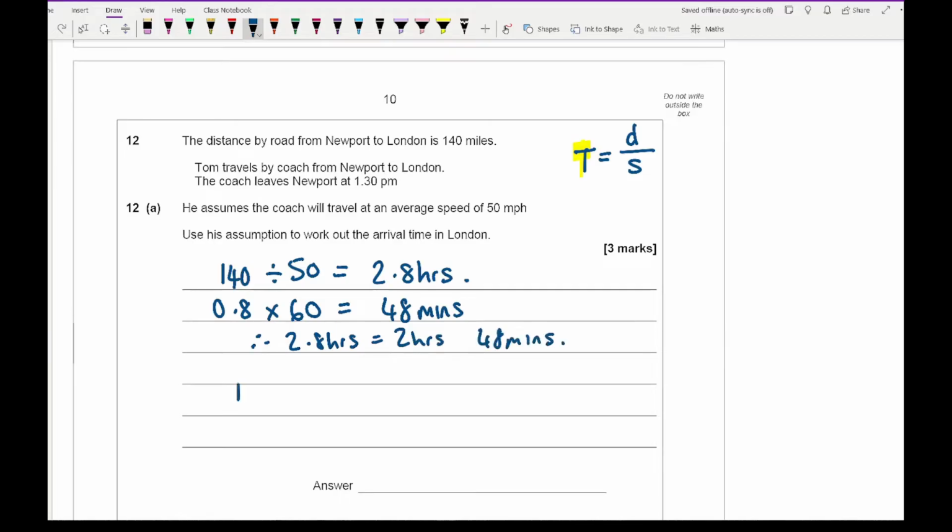Now if I start at 1:30 p.m., I need to add 2 hours and then add another 48 minutes. And then what time does that give me? Well, it's going to give me 4:18 p.m. Or if you want to write it in the 24-hour clock, 16:18. And there we go.